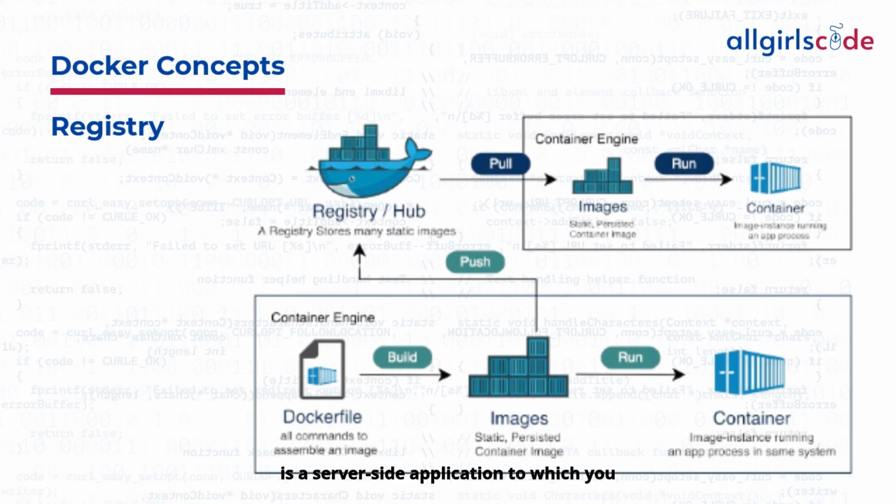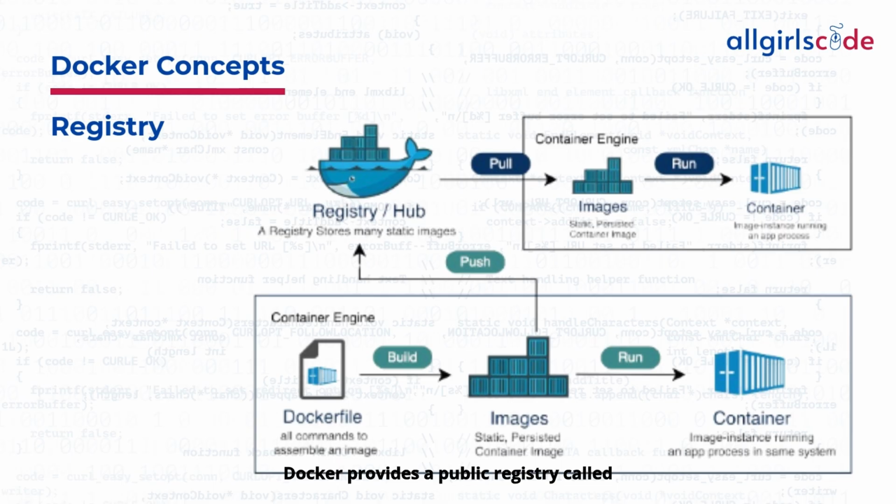A registry is a server-side application to which you can push images and from which you can pull images to use. Think of a registry like a library, and each image is a book in that library. Just as libraries have systems to manage the storage, cataloging, and retrieval of books, a Docker registry handles the images, and when developers need to push new images or pull existing ones for deployment or development, they interact with this registry.